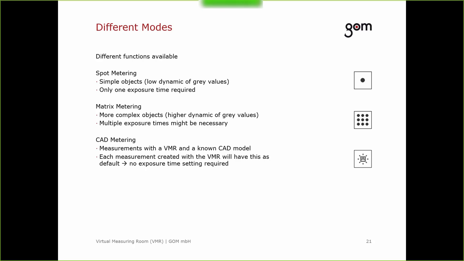The default setting within the VMR is the cut metering. This function uses a cut and the virtual camera image to mask all areas outside of the cut and was designed for complex objects with fixtures, like airfoils. The cut metering does not need exposure time settings. To learn more about the automatic exposure time computation, we will tell you where you can find a more detailed video at the end of this webinar.